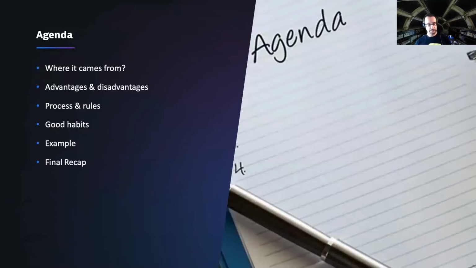So the agenda, as I mentioned, we would like to cover a few things. Where TDD came from, and the advantages and disadvantages. I will not share lies about it. The process and rules, how it works for people that don't know anything about it. The good habits normally applied, and others that I would like to apply in a few cases, as an example in a live coding session. Then the final recap with all the things.